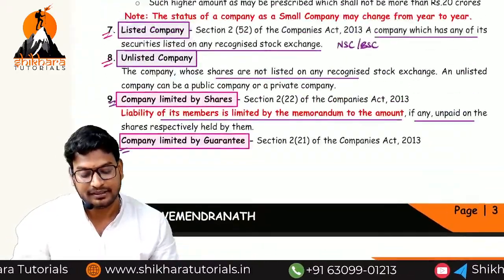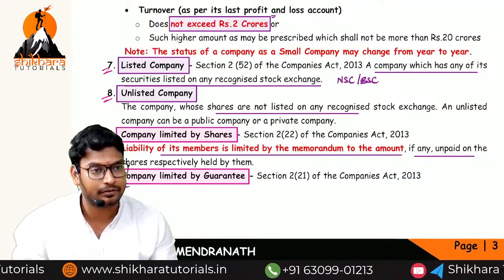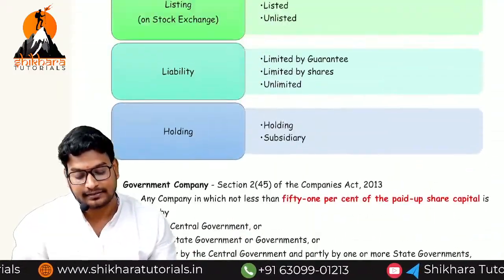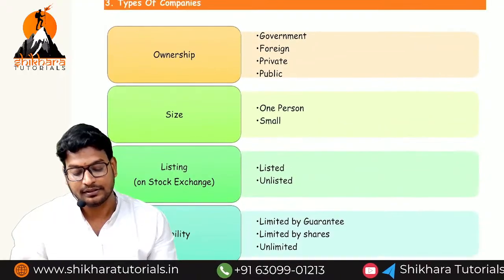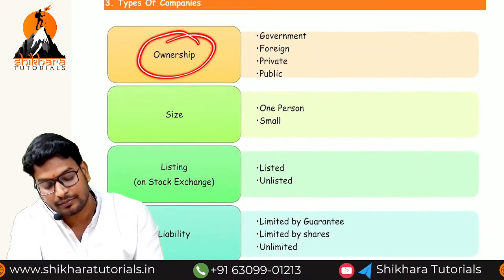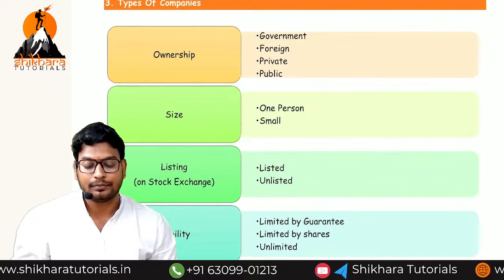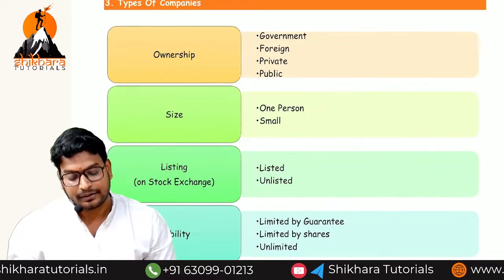Why I am leaving it is because you all know, it would get boring. So this is the ultimate discussion of the types of companies. Based on ownership, how many types of companies are there? Four types: government company, foreign company, private company and public company.